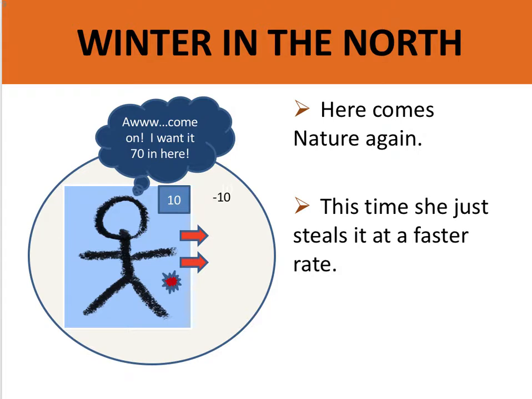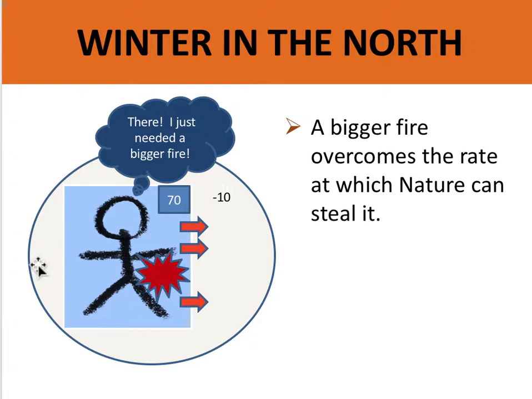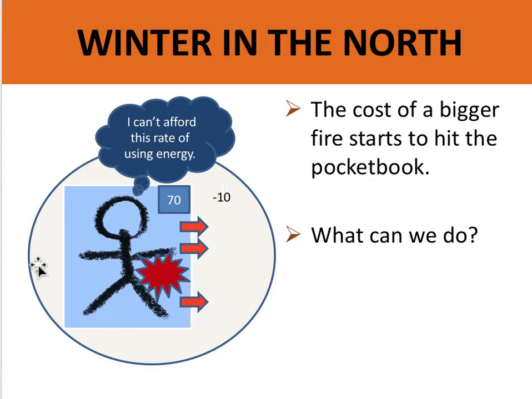Okay? Now here comes nature again. This time she just steals it a little faster, at a faster rate. Notice the outdoor temperature is dropping. That's the number right here. Okay? Now you can build a fire. Okay? So you'll overcome the rate at which nature can steal it. The cost of a bigger fire starts to hit the pocketbook.